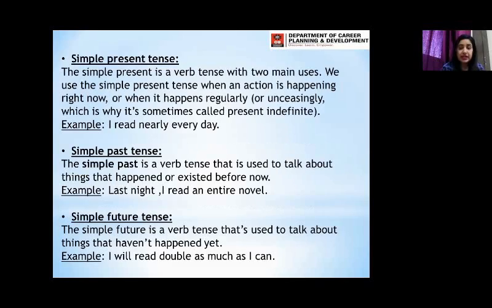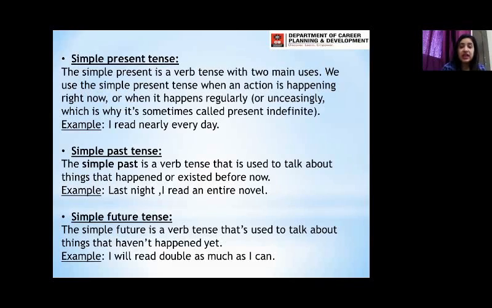So basically our tenses are divided into three categories: present tense, past tense, and future tense. But we need to only understand over here simple present tense, simple past tense, and simple future tense. If you're able to grasp the concept of these three tenses, then it is going to be easy for you to solve mixed tenses questions.